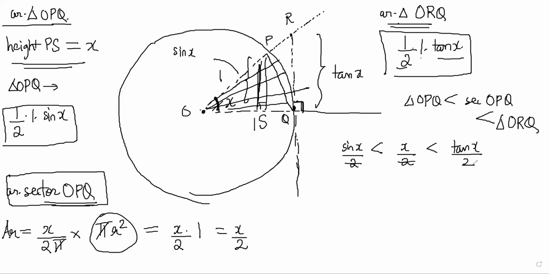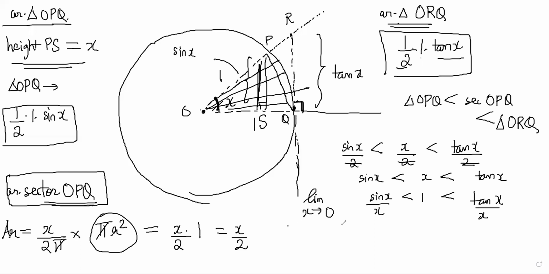Okay, so cancel the 2's off. You get sin x is less than x is less than tan x, right? Divide by x. Sin x by x is less than 1 is less than tan x by x, right? Now take the limit x tends to 0. Now think about what happens if x tends to 0. As you make x tend to 0, all the three areas will become closer and closer. Can you see?